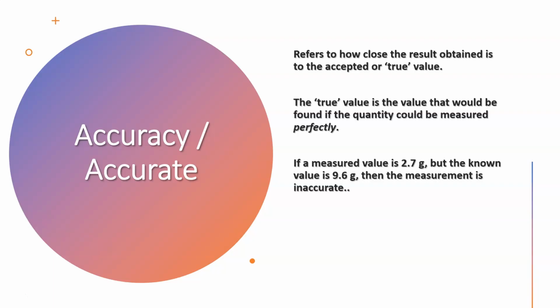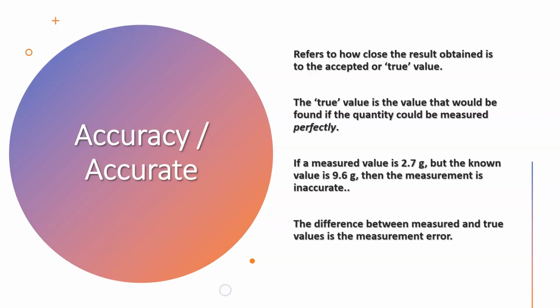So if a measured value is 2.7 grams, for example, but the known value is 9.6 grams, then the measured value is inaccurate. Okay, 2.7 grams is a long way away from 9.6 grams, so it's inaccurate. The difference between the measured and the true value is what we call the measurement error.